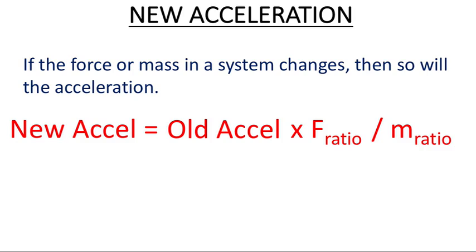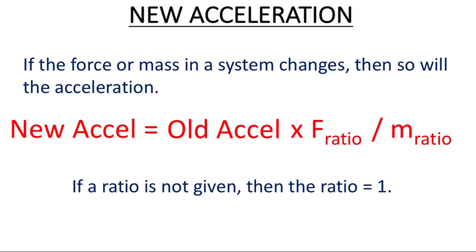Let's look at a few examples of how to apply this, and you'll see that it's not that difficult. Oh, I forgot to mention, if a ratio is not given, then the ratio equals 1. Basically, a ratio of 1 just means that that variable stayed the same.